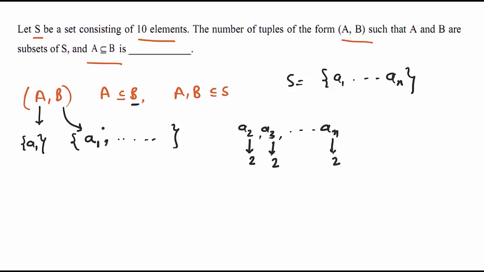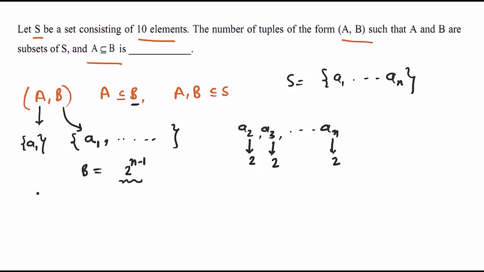Okay. Now, what can I say about how many total B's are possible? Since for every element there are two choices, I can say there are n minus 1 elements. So total 2 power n minus 1 possibilities are there for B, right?